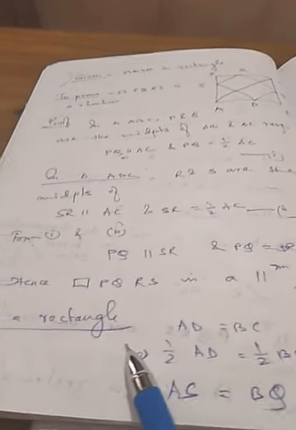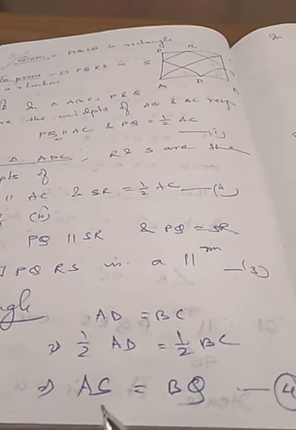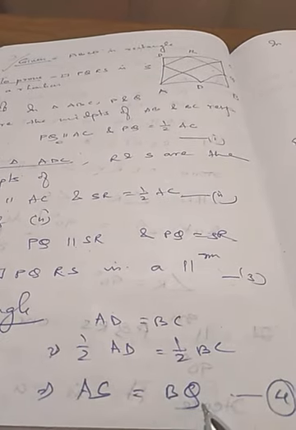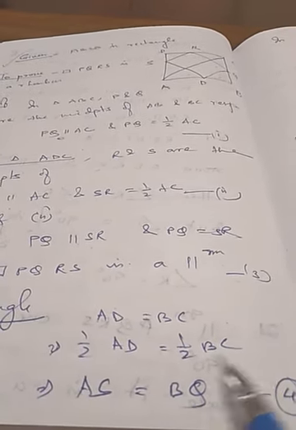Now in a rectangle, since it is a rectangle given, AD equals BC, opposite sides are equal, therefore half of AD equals half of BC. As you know that S is the midpoint of AD and Q is the midpoint of BC, so half of AD I can write AS and half of BC I can write BQ. So this one I have named as 4.